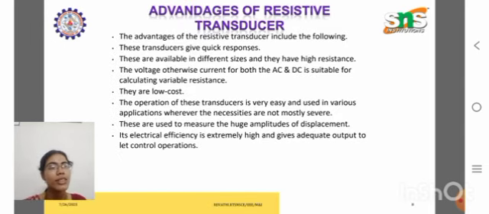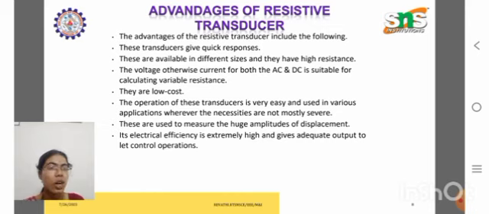Some of the advantages of resistive transducers include the following. These transducers give quick response. They are available in different sizes and they have high resistance. The voltage or current, for both AC and DC, is suitable for calculating variable resistance.